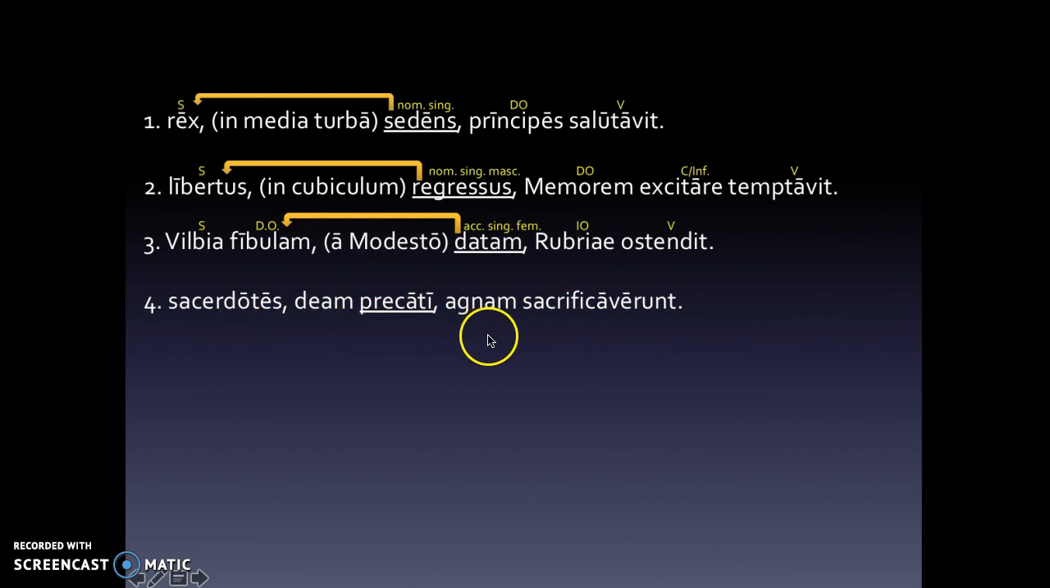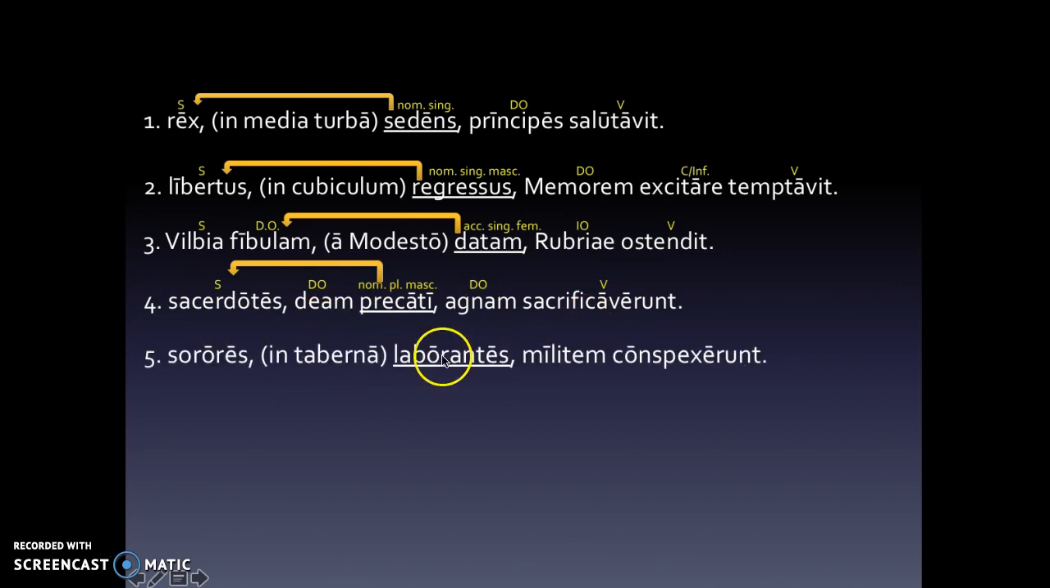Sacerdotes deam precati agnam sacrificaverunt. We know that precati is going with sacerdotes because they are both nominative, plural, masculine. Sacerdotes is our subject. Deam is a direct object. Agnam is also a direct object. Sacrificaverunt is our verb. Now we've got two direct objects here, but they are not going to be connected by an and. There is no and there. This is the direct object of the participle. This is the direct object of the main verb. So it reads, the priests, having prayed to the goddess, sacrificed a lamb.